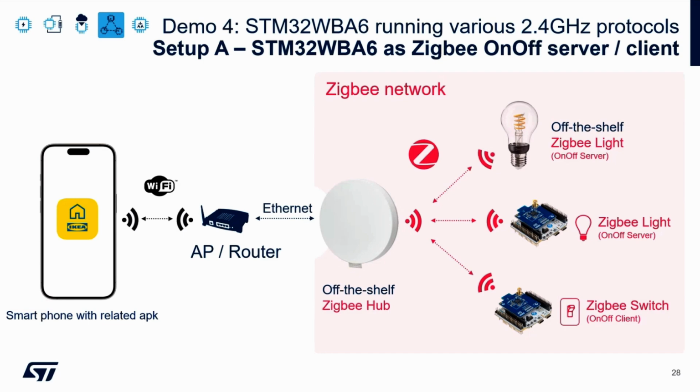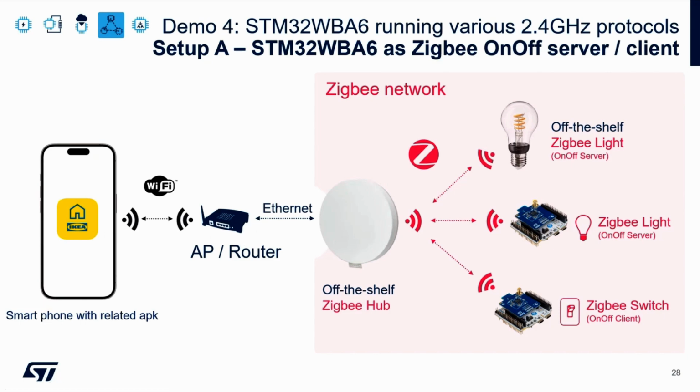In this demo, I want to show you how easily you can integrate the WBA6 device into the smart home network you might already have. So in a typical smart home network, you will have some kind of central unit. In this case, this is a ZigBee hub, which acts as a coordinator of the ZigBee network for these ZigBee devices. This hub then allows you to control the ZigBee devices from your mobile phone, usually with the help of some kind of access point or router.